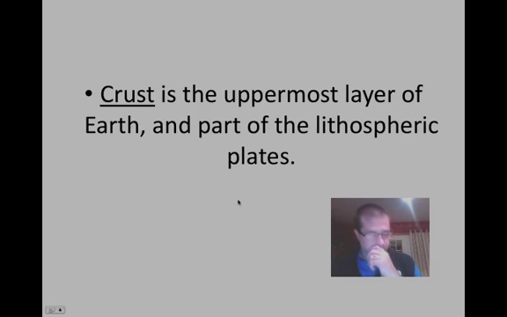Alright, here we go. So first off, and I already have written in there in italics, crust is the uppermost layer of Earth and part of the lithospheric plates. We call our tectonic plates lithospheric plates, really to distinguish that they are lithosphere and not just crust. Crust is just really the top half of those lithospheric tectonic plates, because remember, lithosphere is crust and that rigid upper mantle that acts just like the crust. It's brittle, it likes to crack and break when it tries to move.